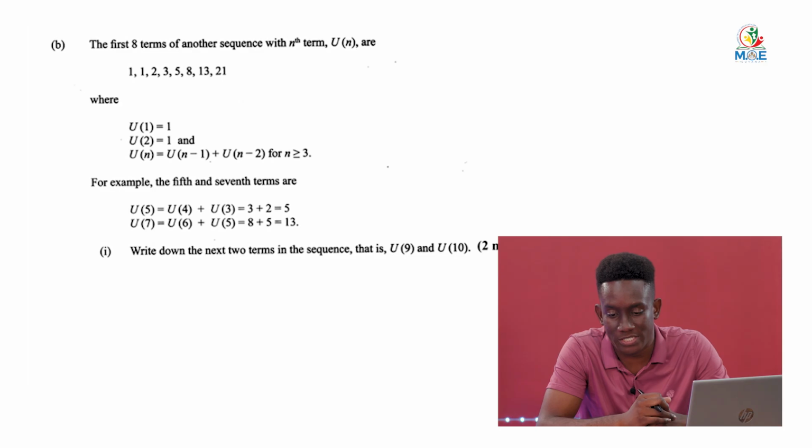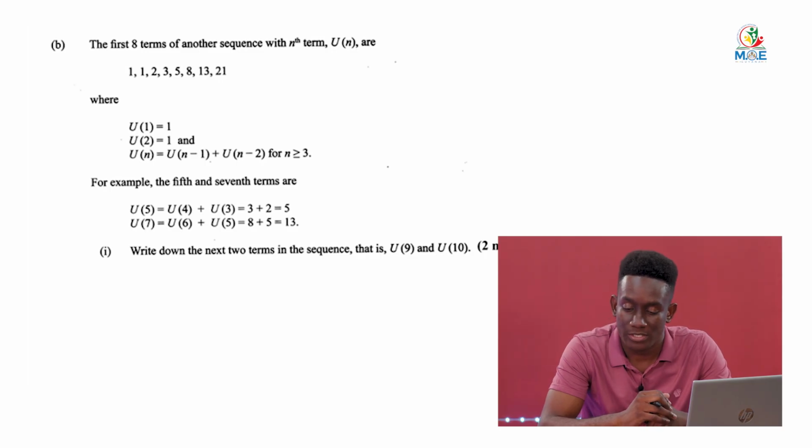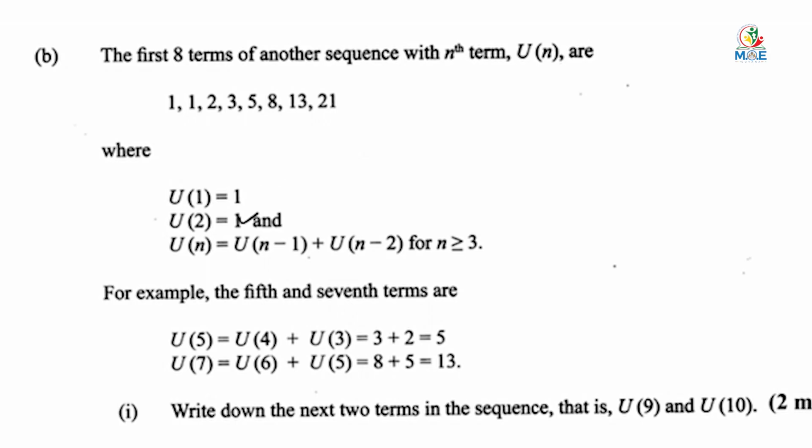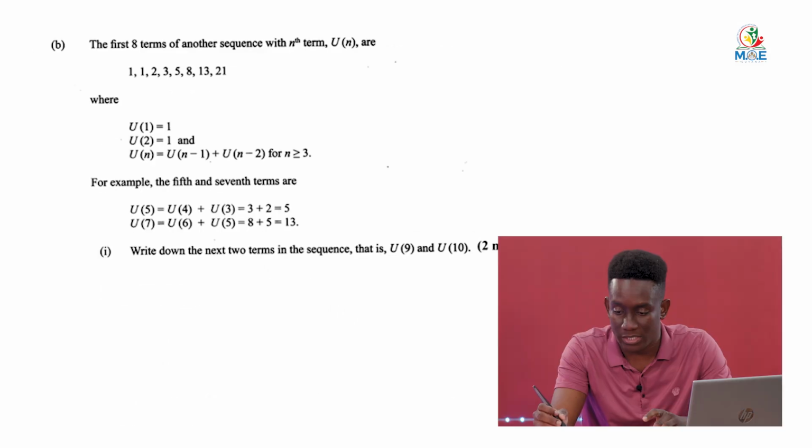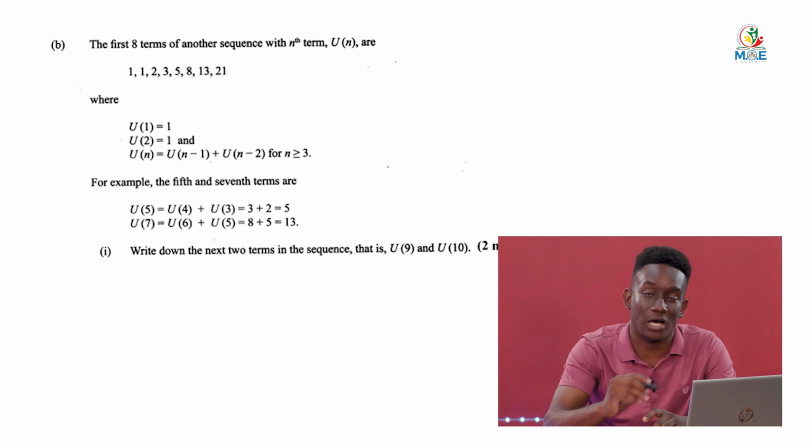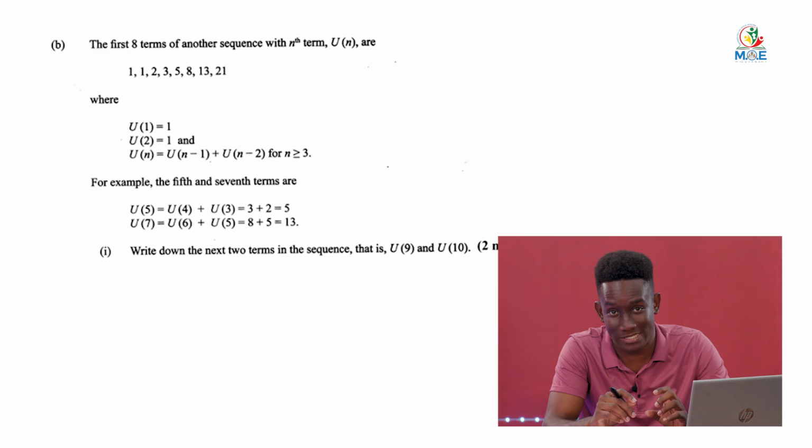So the next part of this question says, the first 8 terms of another sequence with nth term u in bracket n, or un, are 1, 1, 2, 3, 5, 8, 13, 21. So they said u1 is 1, u2 is 1, and un, where n represents any number, is u in bracket n minus 1 plus u in bracket n minus 2, for n greater than or equal to 3. This will be 3, 4, 5, 6, and so on. All the numbers greater than or equal to 3. It cannot work for numbers less than 3.